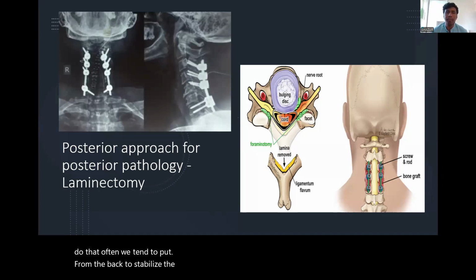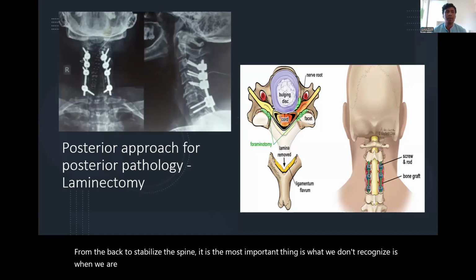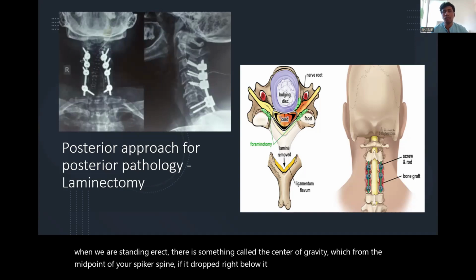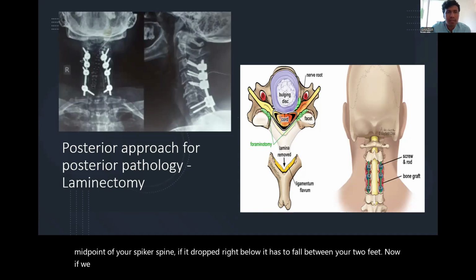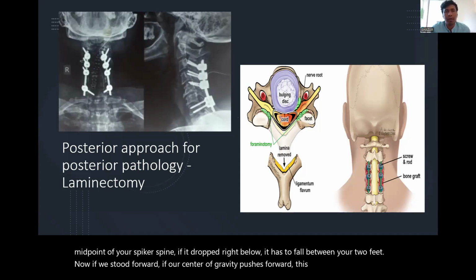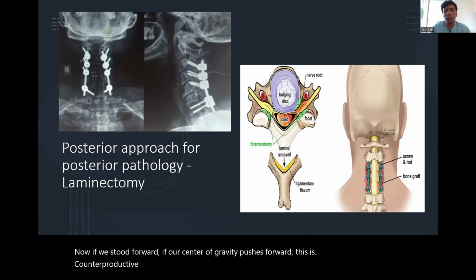Because the most important thing, which we don't recognize, is that when we are standing erect, there is something called the center of gravity, which from the midpoint of your cervical spine, if it drops right below, it has to fall between your 2 feet. Now, if we stoop forward, if our center of gravity pushes forward, this is counterproductive for our mobility. This may cause excessive neck pain, back pain, exhaustion, and the patient may have eternal suffering.